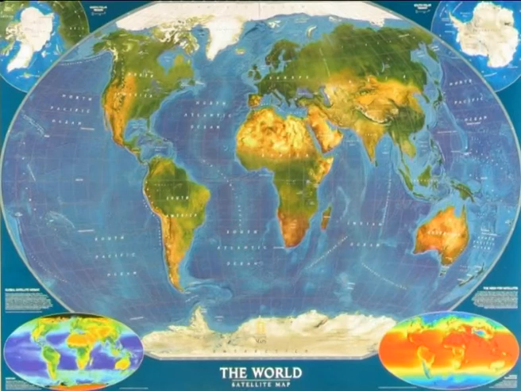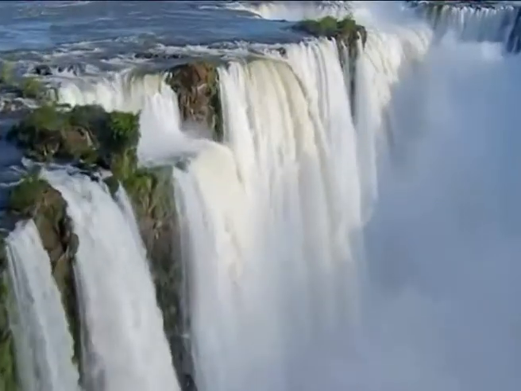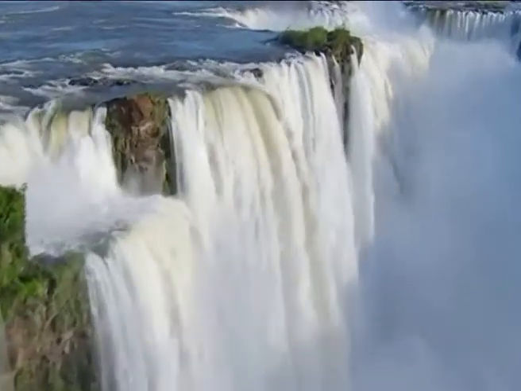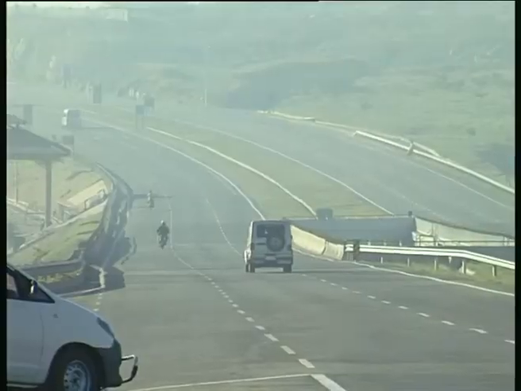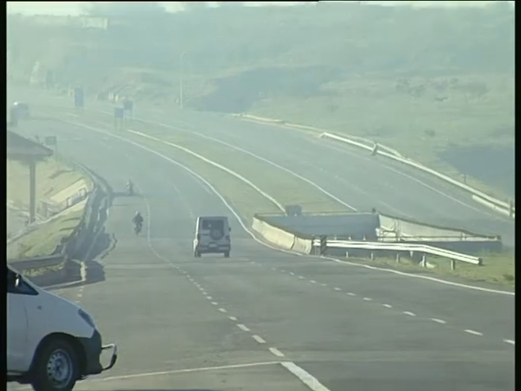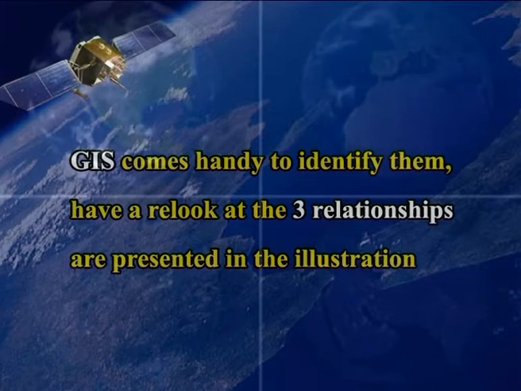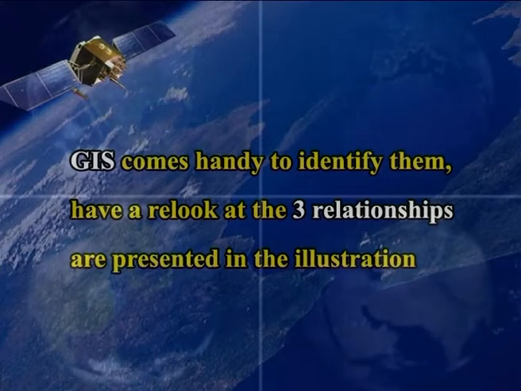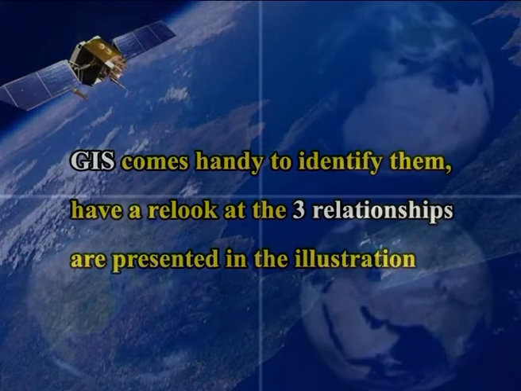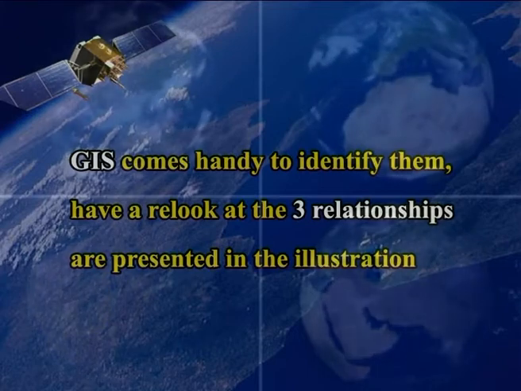All map features have spatial relationships of various types. Some are easy to see with the eye, like a river and its distance to a road network, but not all of the relationships. GIS comes in handy to identify them. Have a relook at the 3 relationships presented in the illustration.